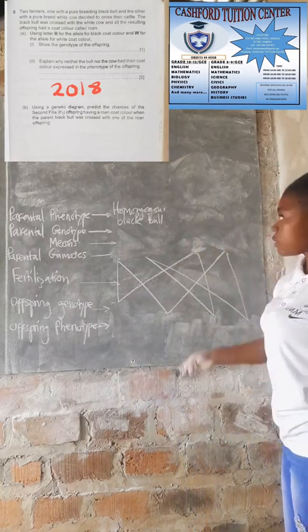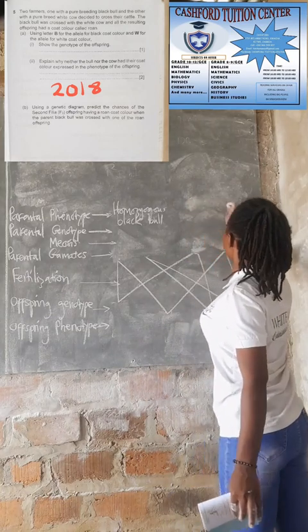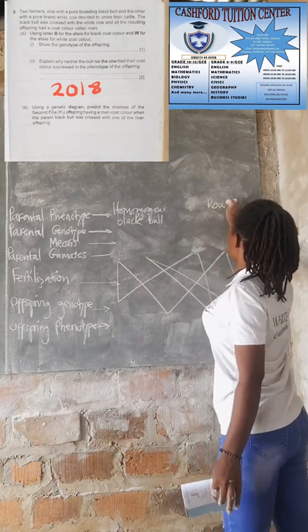So you write the roan, write it somewhere here. So say roan offspring.